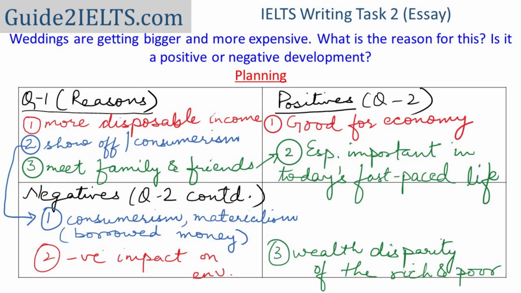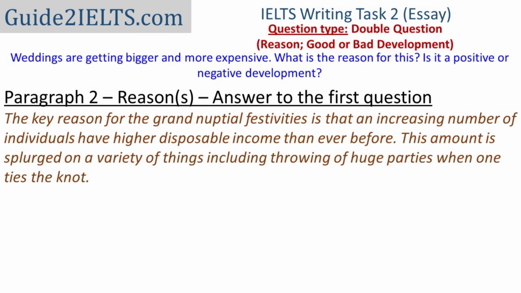On to the second paragraph now, which has to give the reasons. This could be the same for all 3 formats, but in the essay that is focusing only on positives, I'll avoid writing the second point about showing off. The first reason I had was about people having higher disposable income. So I'll write this as, the key reason for grand nuptial festivities is that an increasing number of individuals have higher disposable income than ever before. This amount is splurged on a variety of things, including throwing off huge parties when one ties the knot.